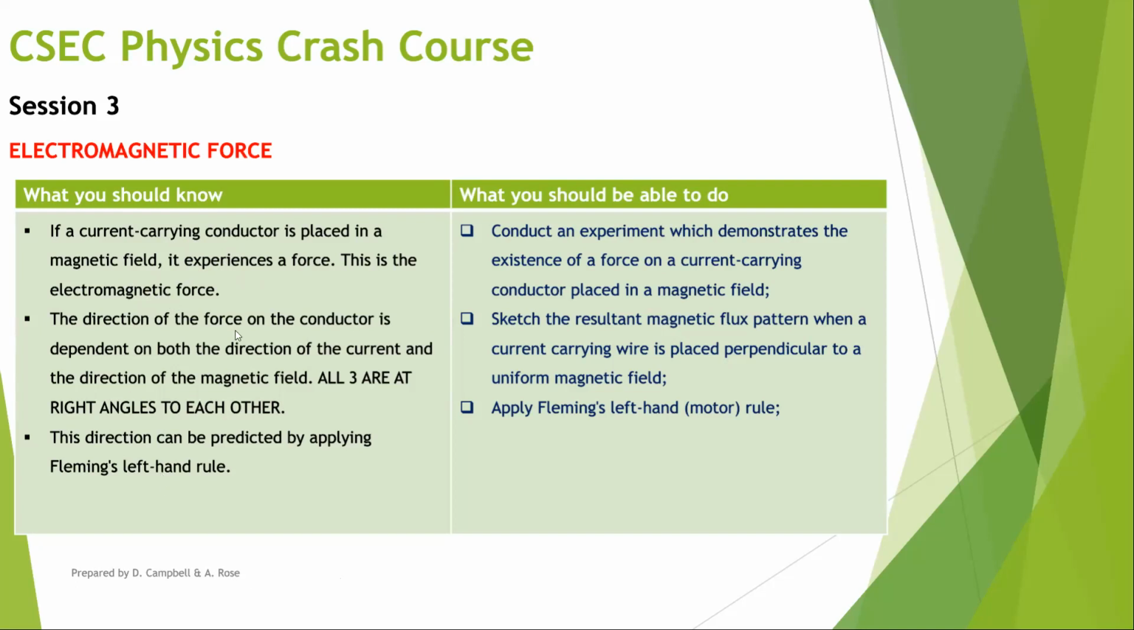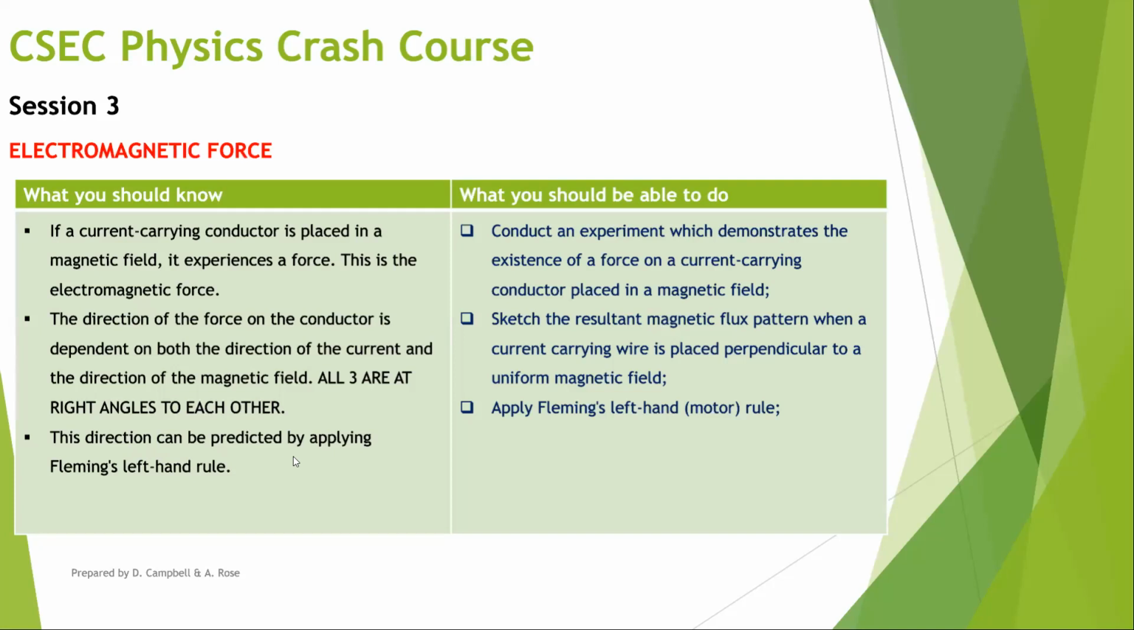Now, the direction of this force on the conductor is dependent on the direction of the current and the direction of the magnetic field, in which all three are at right angles to each other. So as long as the conductor is placed perpendicular to the magnetic field, then we will have an electromagnetic force acting on it, which is in a perpendicular direction to the current and the magnetic field. All right, so all three directions will be perpendicular to each other.